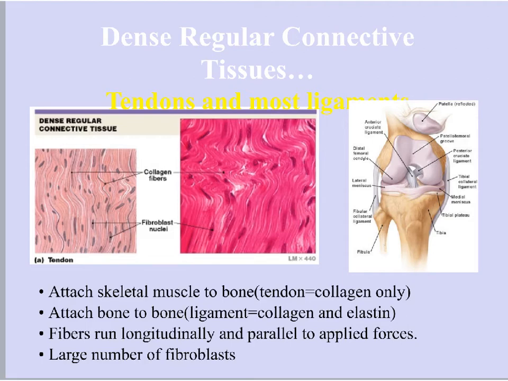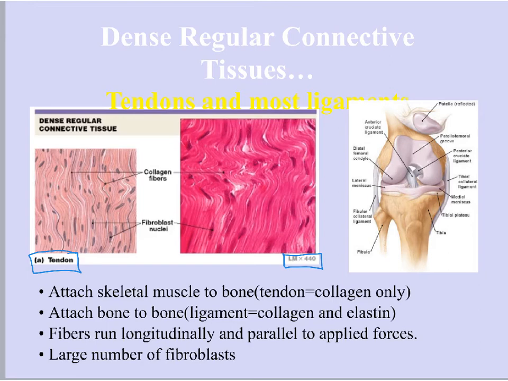And I apologize for the formatting. Sometimes when I switch to this whiteboard, I lose my PowerPoint formatting. So specific locations or specific examples of dense regular connective tissue include things like tendons and ligaments. So let me just change my color here. Over on the left, this is a drawing of a tendon. And over on the right, this is what a tendon looks like underneath the microscope, magnified 440 times.